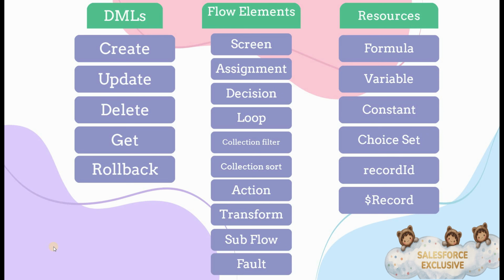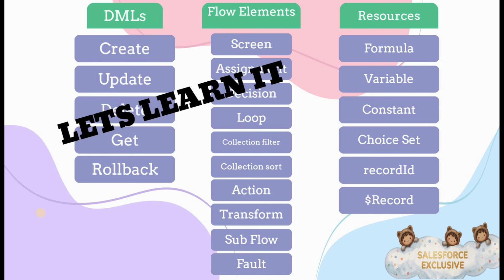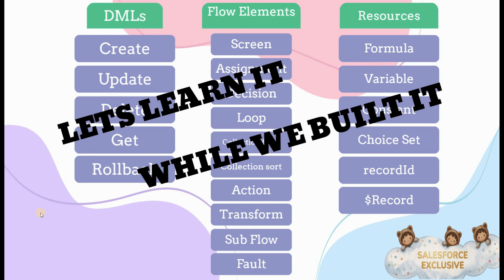Before starting our first flow, we need to know what elements are available in Flow Builder. Here, if you can see, these are the elements: create, update, delete, get, rollback, screen, assignment, decision, loop. Yeah, I know. This is very exhausting to understand and memorize them all. So, let's learn them while we build.